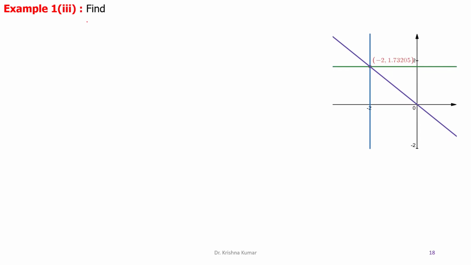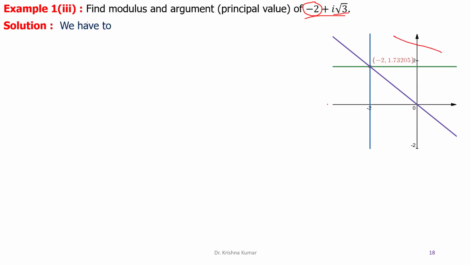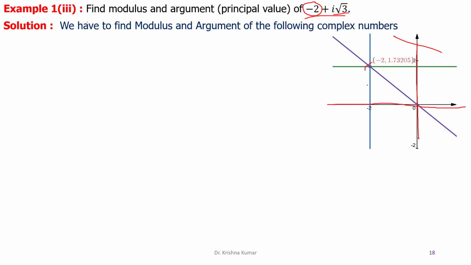Now we take the example of the third question of the first example. We find the modulus and argument of minus 2 plus i root 3. If you see, this number is lying in the second quadrant, because the value of x is negative and the value of y is positive. This is the real axis, this is the imaginary axis, and this is the point minus 2 plus i root 3.